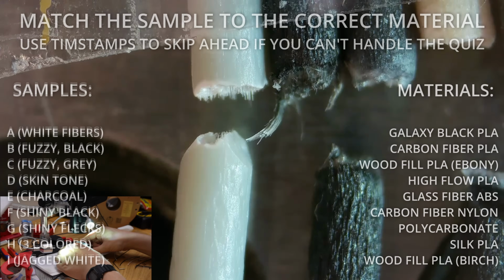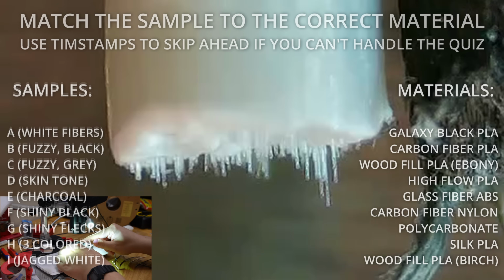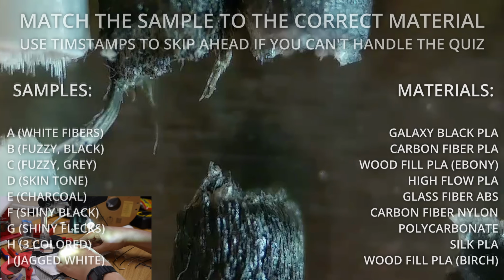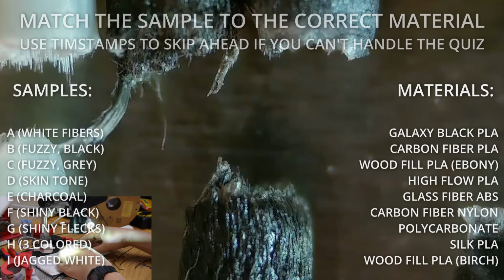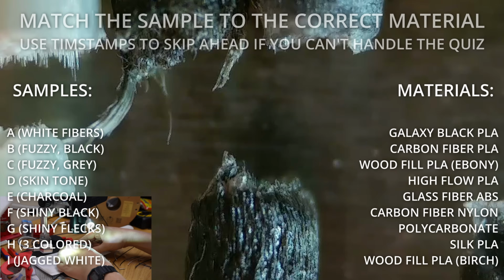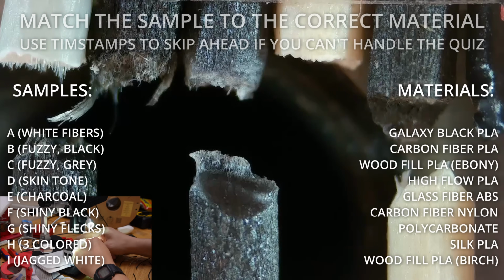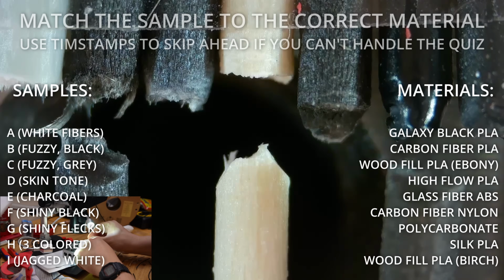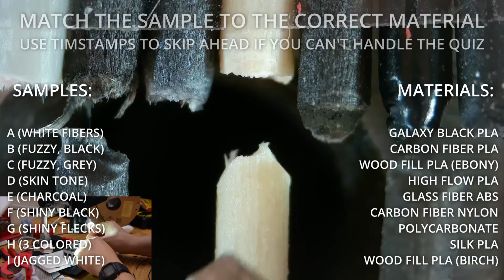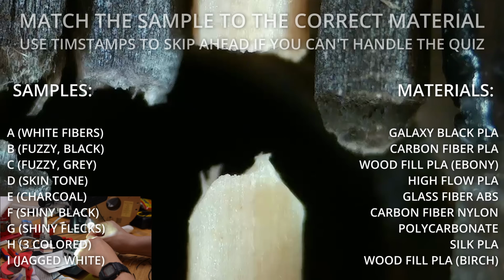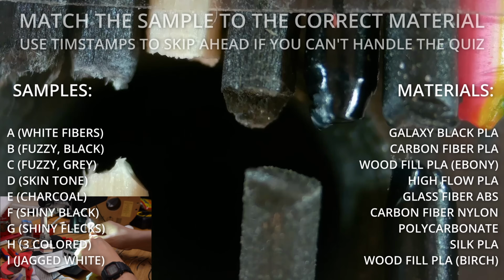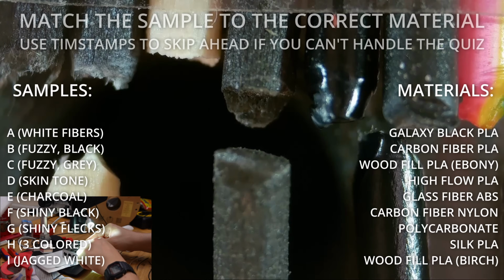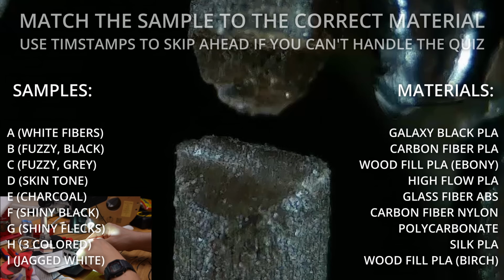Sample A is white. You can see a bunch of these shards sticking out of it. Sample B looks like it's some kind of fuzzy black material. Sample C is similar to sample B. Sample D is this kind of skin tone colored one. It kind of looks like there's some fibers in it running along the grain. Sample E is this charcoal colored one in the middle. Again, it looks like there's some fibers in there.